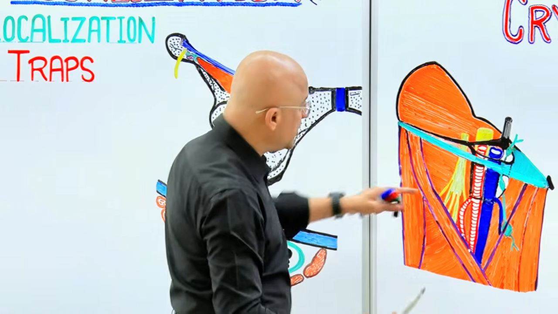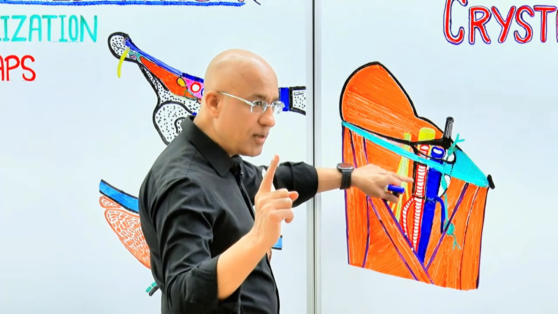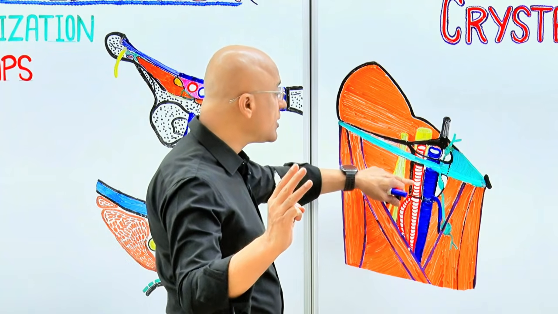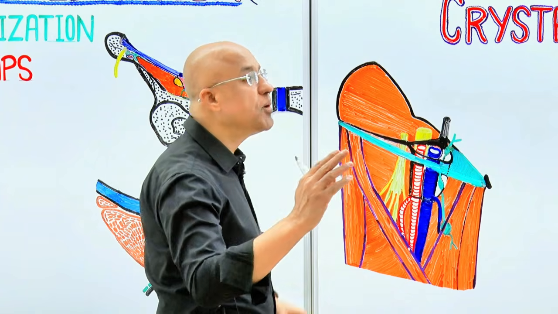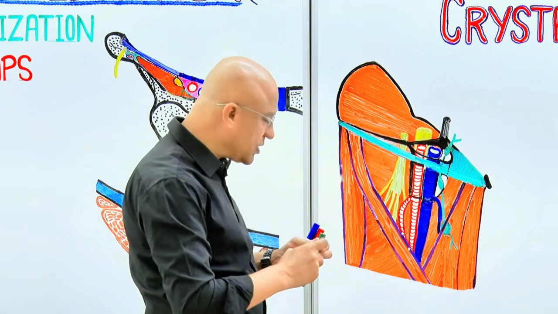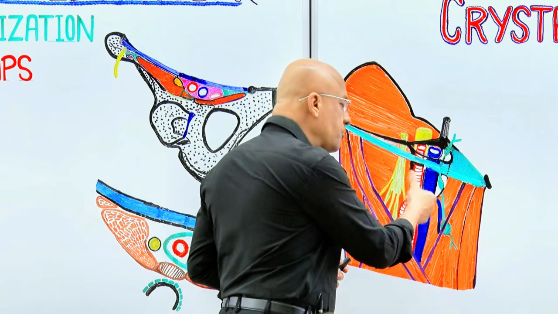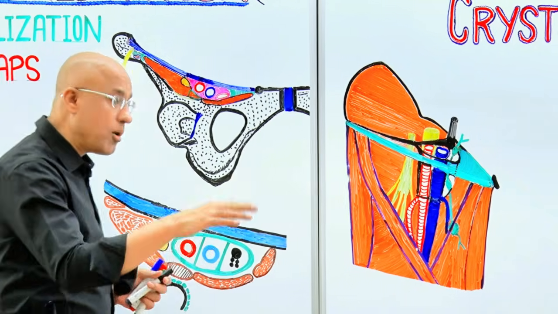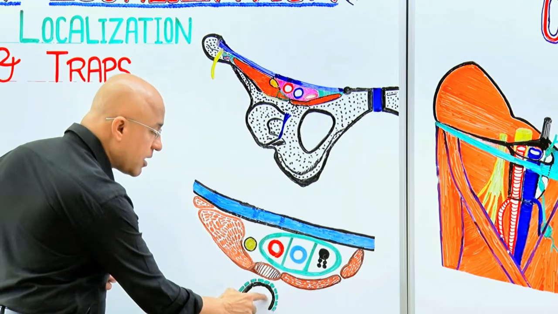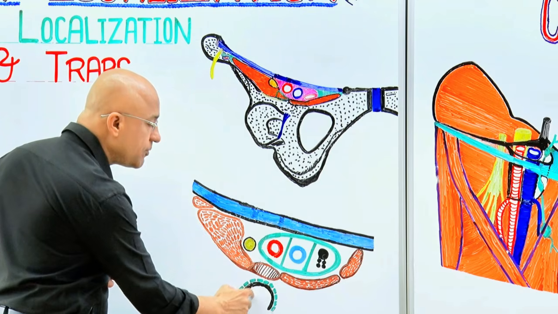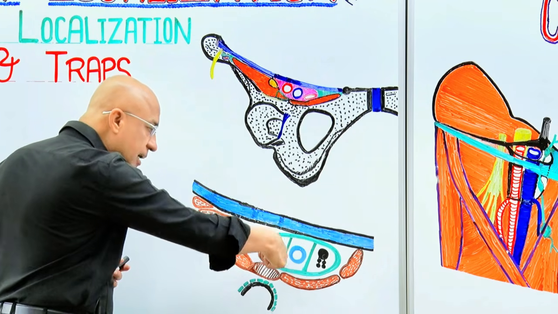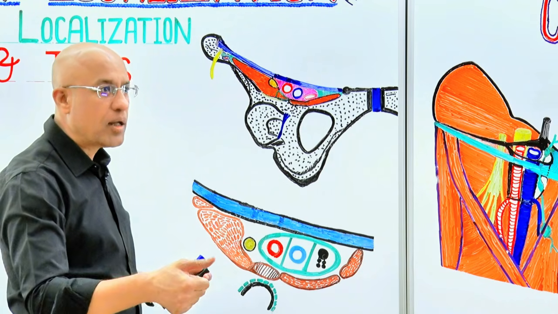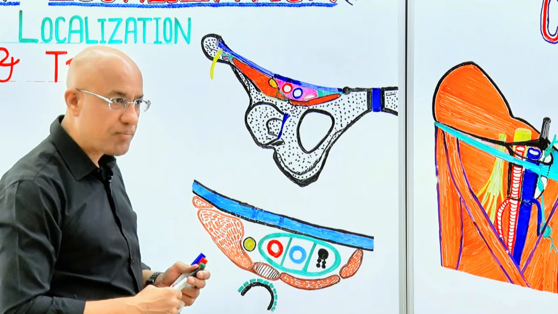So, number 1, it is a wide caliber vessel. Number 2, it is a superficial vessel. Number 3, it is a relatively fixed vessel. Number 4, post-procedure, if you need to compress mechanically or manually, it has a backstop of the medial side of the head of the femur. So you can press it against the head of the femur and reduce the bleeding from here or block the puncture point, right?